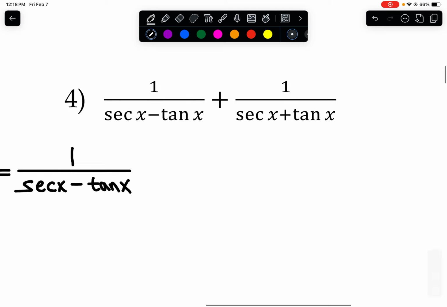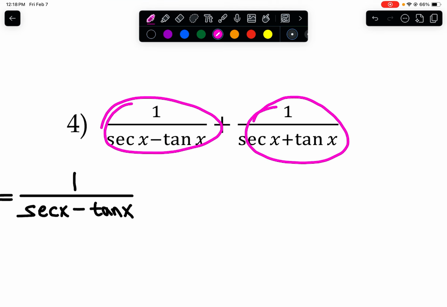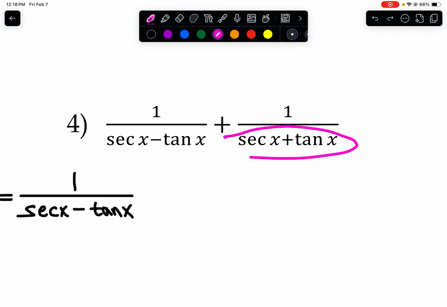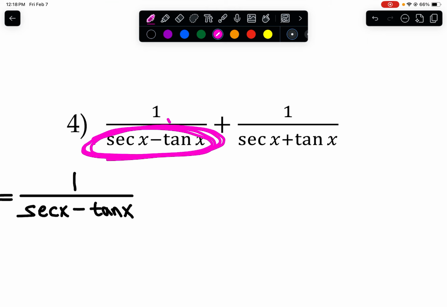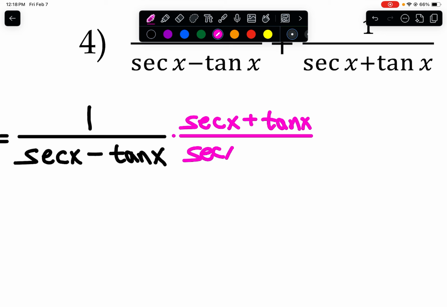So I need a common denominator. So what I need to do is multiply by a funky form of 1 on both of these values. I'm going to multiply by secant x plus tangent x for the left term, and then multiply by secant x minus tangent x on the right term. So now I'm going to multiply the left side by the right-sided denominator, secant x plus tangent x over secant x plus tangent x. So here's my funky form of 1.